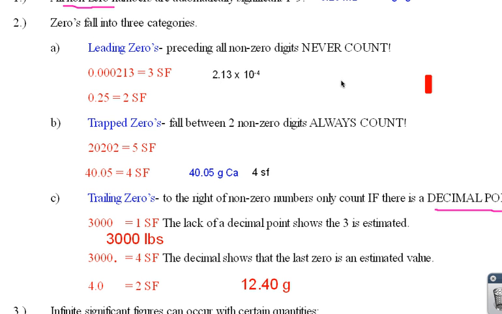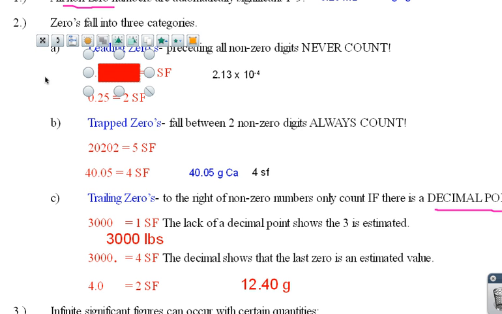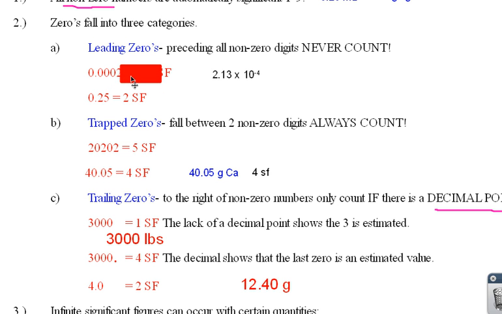The leading zeros are never counted because if we cover up the number and just show the zero, nothing has been measured yet. It's not until we get to that 2 that we begin our first measurement. Also, we could rewrite the number in scientific notation, and we don't even need these numbers to the left because they're really just placeholders. So the 2 and the 1 are the first well-known values, and the 3 is the estimate.